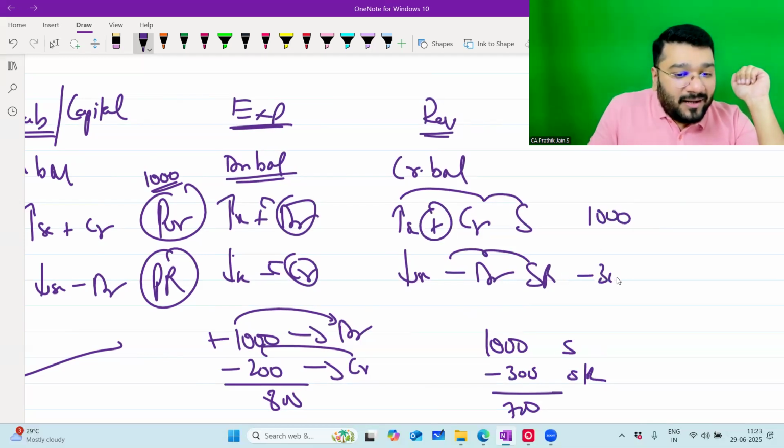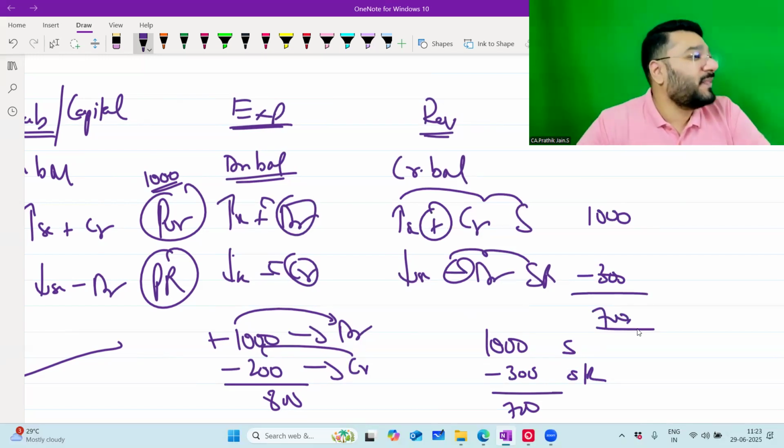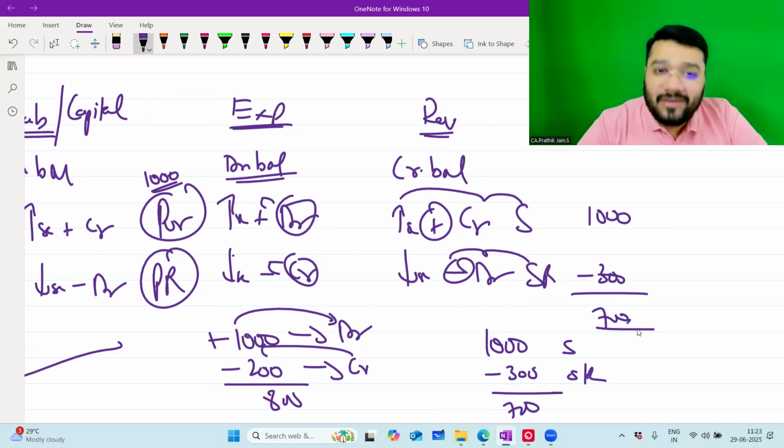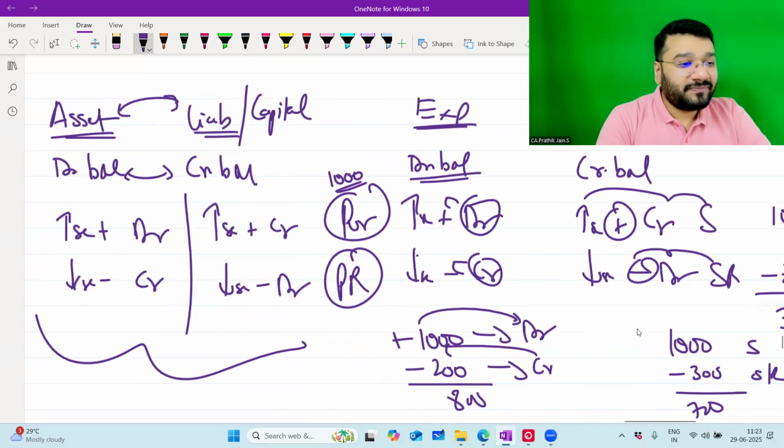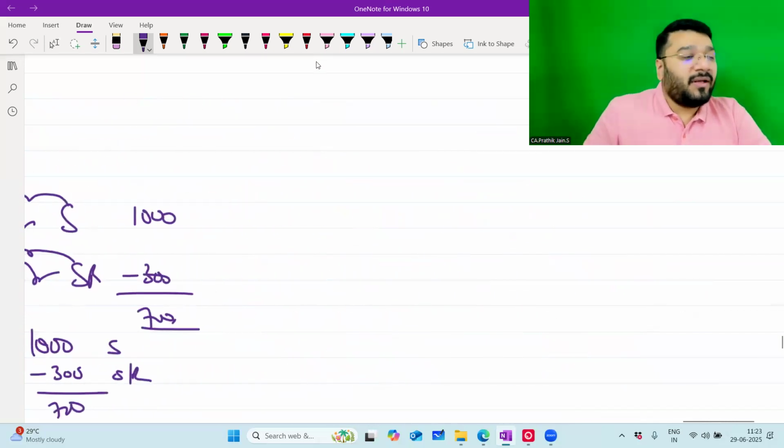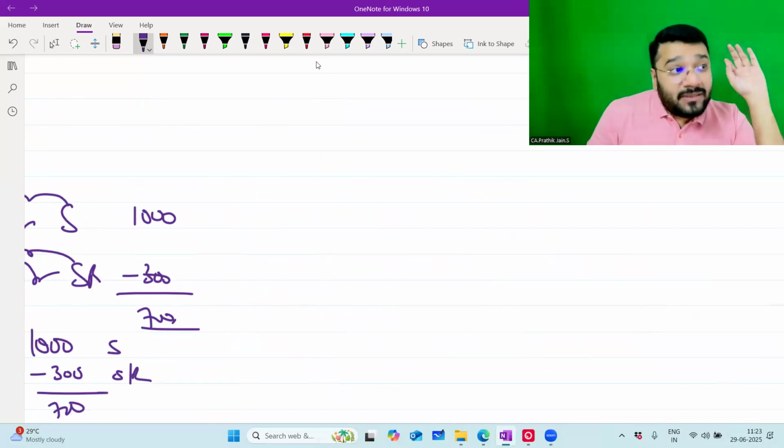Plus 300 minus. What is net sales? 700. So what is debit and credit? Nothing but plus and minus. It's nothing but plus and minus. I told you, except 3 accounts, every other account's increase and decrease happens in the same account.